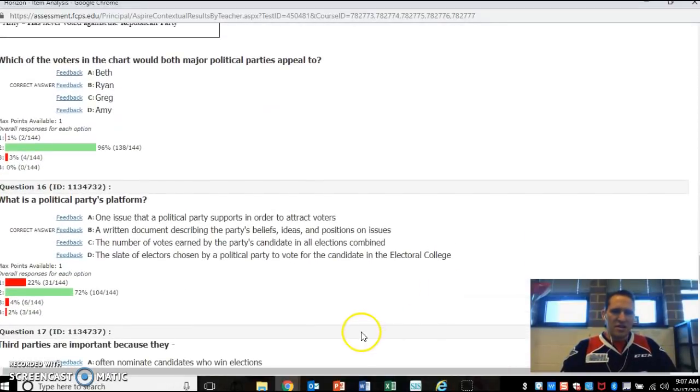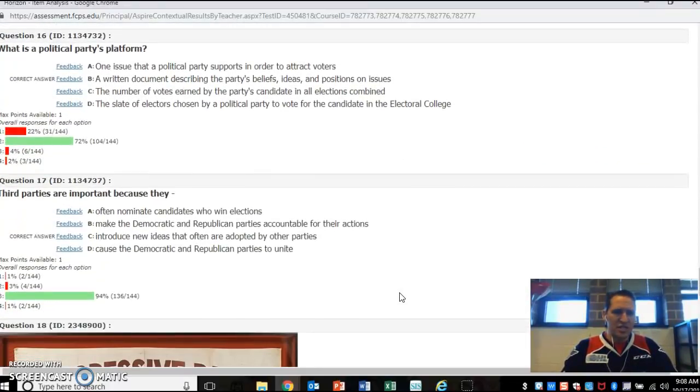16. All right, so confusing platform with plank. A is a plank. That's what you did for your third-party buttons, right? One issue that a political party supports. We talked in class, and I think on the quiz review day, I gave you this answer. We talked about it in the Drop the Bubble, right? That a platform is what they stand for, and it's a written document. A lot of times now it's online, and it's what they believe on all the issues. What each party believes and where they stand on all of the issues and ideas. That's a platform.